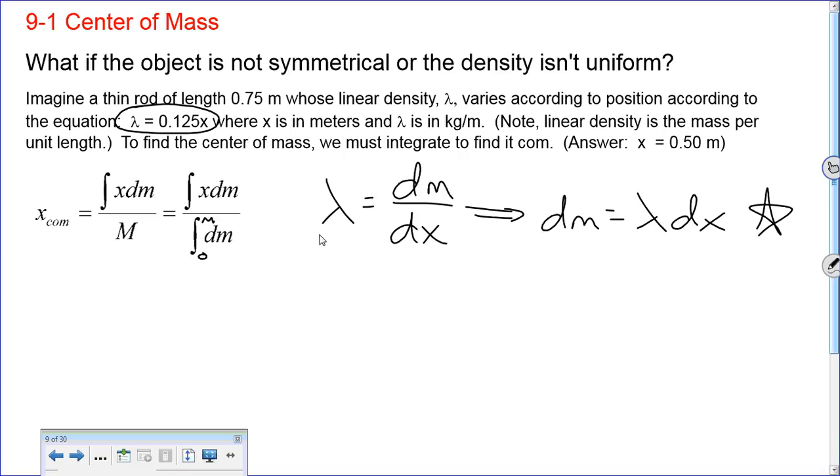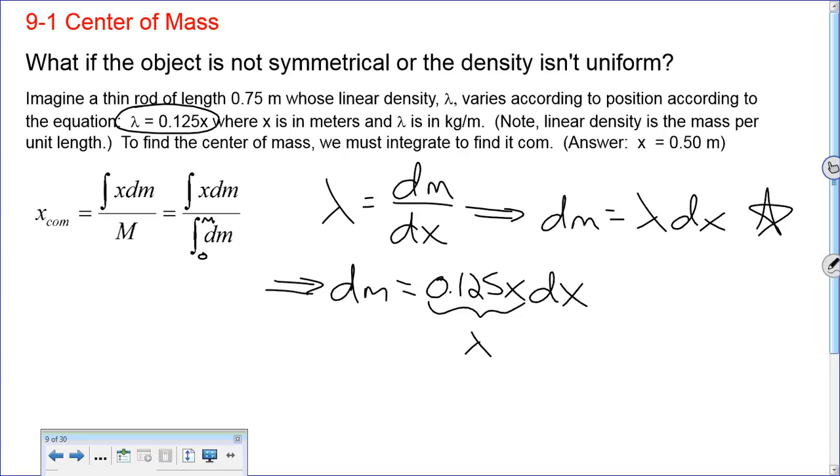All right? And so now what I can do is replace lambda with my expression for lambda. So that means that dm is, well, look, lambda is 0.125x, so that's my lambda, times dx, right? Follow?